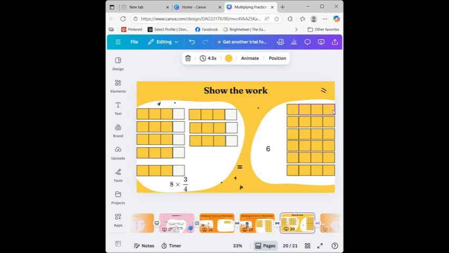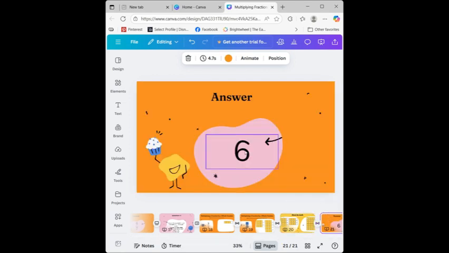So now we have how many groups. So we will find out. So we have 1, 2, 3, 4, 5, 6. So this would be a whole number because they are all shaded in. So the answer is 6.